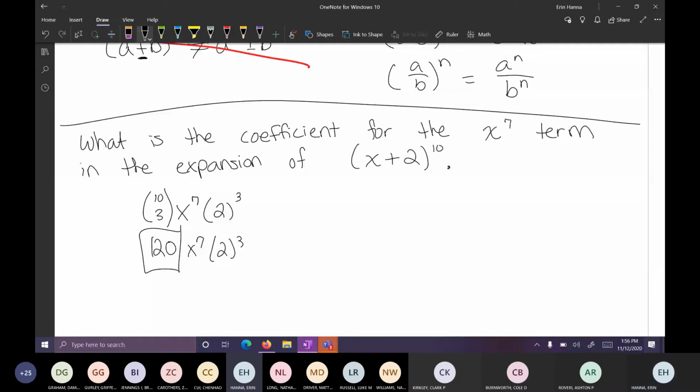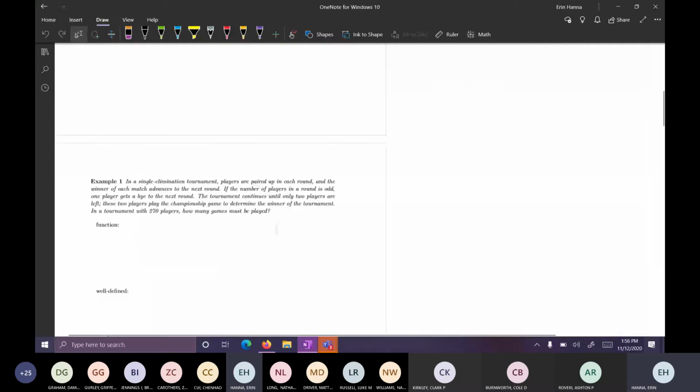So there are no questions on that. We're moving on over to 4.3. So 4.3, it's called counting with functions.